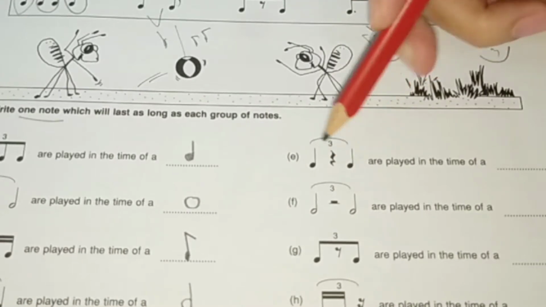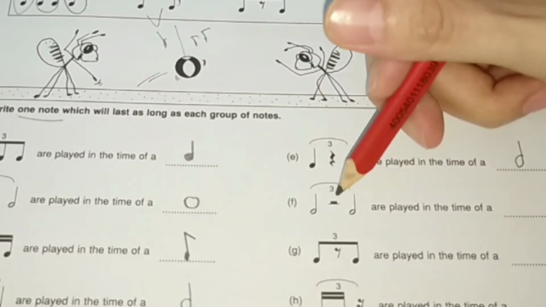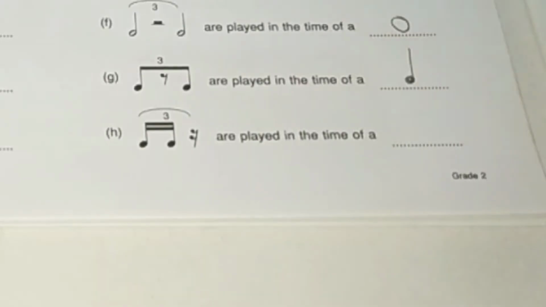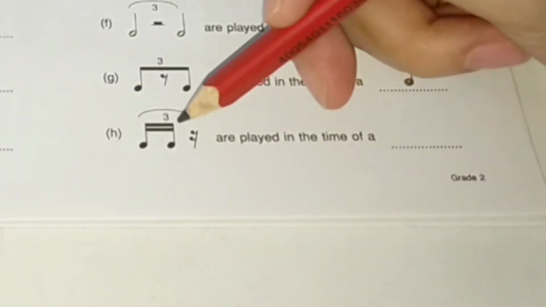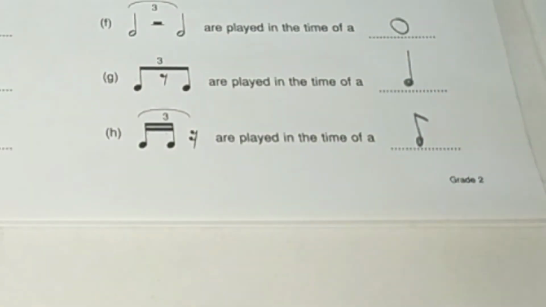Now 1, 2, 3, 3 crotchets, 2 crotchets equals 1 minim. 1 minim, 1 minim, another minim, 2 minims is 1 semibreve. 3 quavers, 2 quavers is 1 crotchet. 3 semiquavers, so 2 semiquavers is 1 quaver.